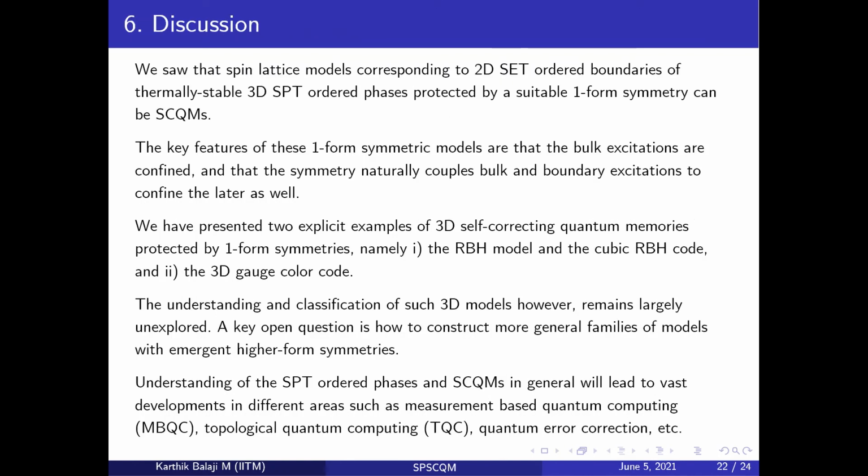Alright, so to conclude, we saw that spin lattice models corresponding to 2D SET outer boundaries of thermally stable 3D SPT phases protected by subsystem one-form symmetry can be SCQMs or self-correcting quantum memories. The key features of these one-form symmetric models are that the bulk excitations are string-like and confined, and the symmetry naturally couples the bulk and boundary excitations, which means the boundary excitations are confined as well. And we have presented two explicit examples of 3D self-correcting quantum memories protected by one-form symmetries, namely the RBH model and the cubic RBH code, and the 3D gauge color code.